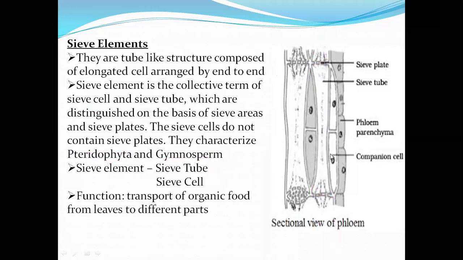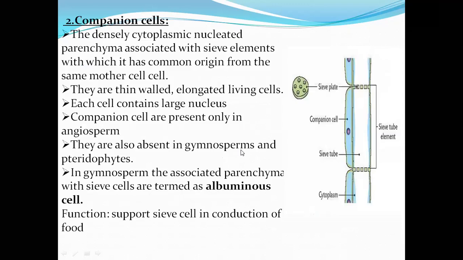This is a diagrammatic representation. You see, this is a tube, here the plate. This is a phloem parenchyma cell. This is a companion cell. We will see the next one. The next one is the companion cell. Here it is in a diagram.